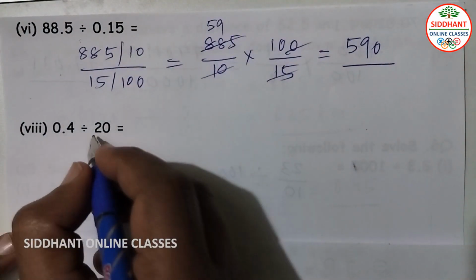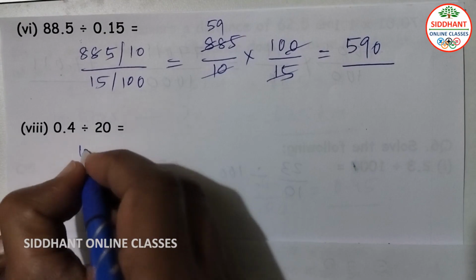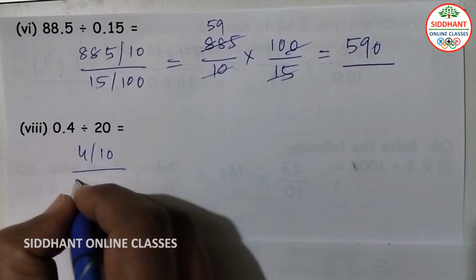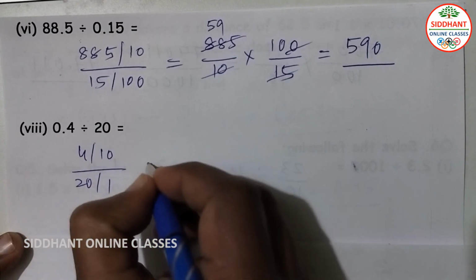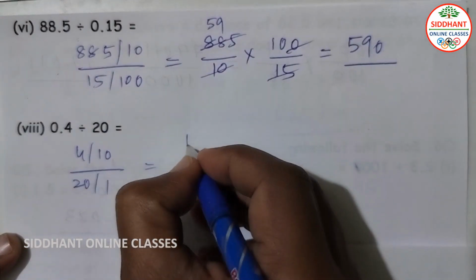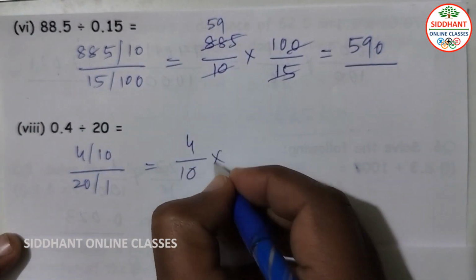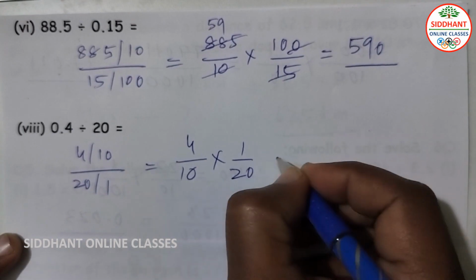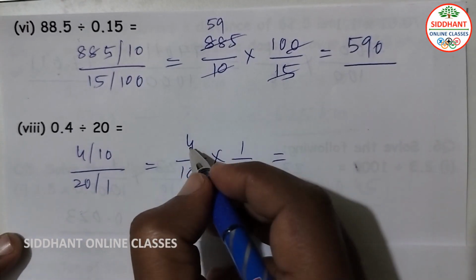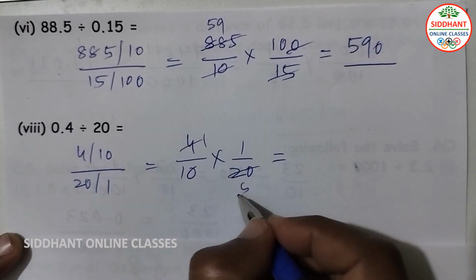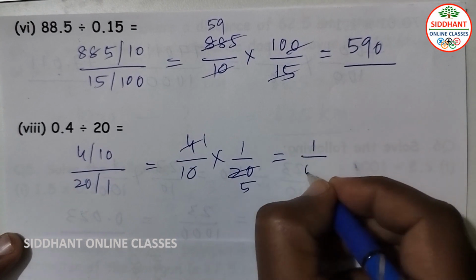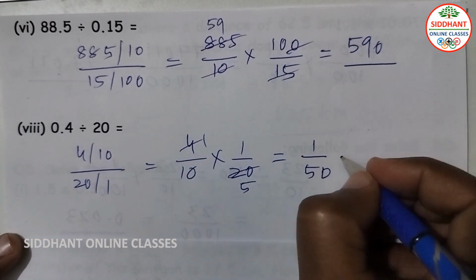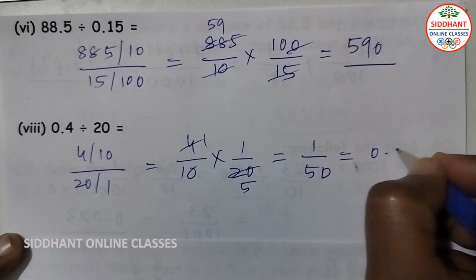Next, 0.4 divided by 20, that means 4 by 10 divided by 20 by 1, that equals 4 by 10 into 1 by 20. 4 ones, 4 5s, 1 by 50, that equals 0.02.